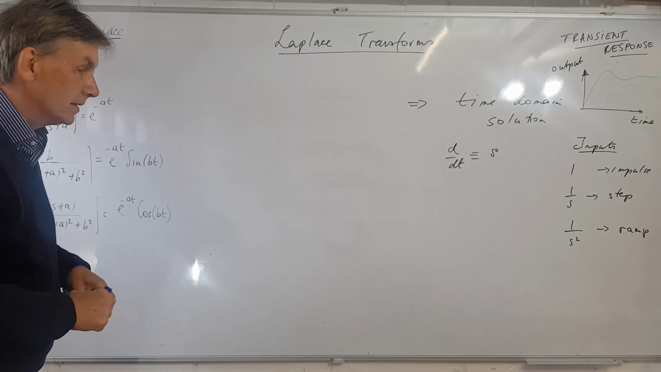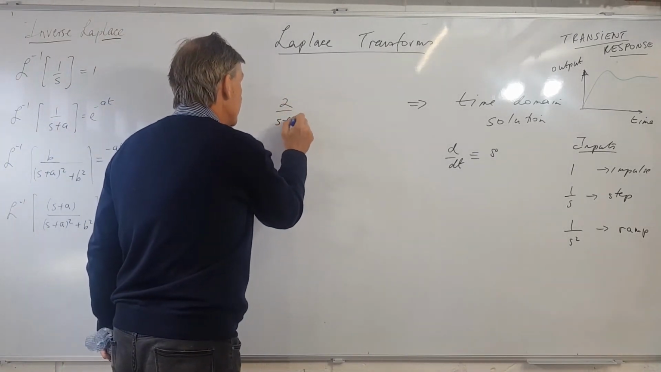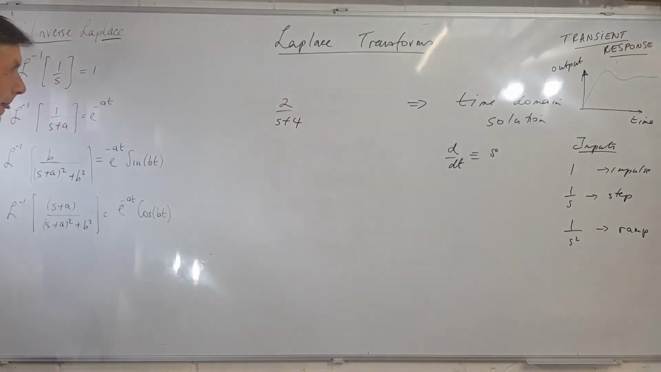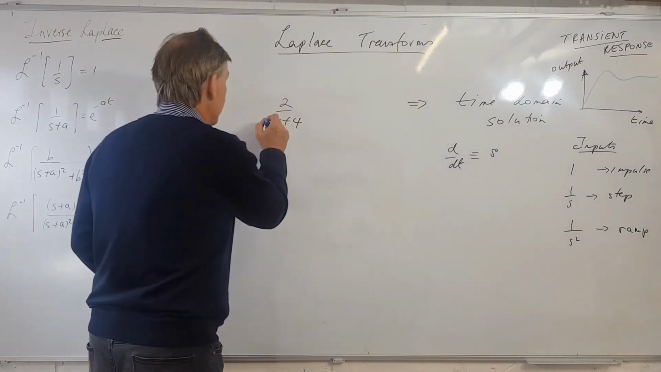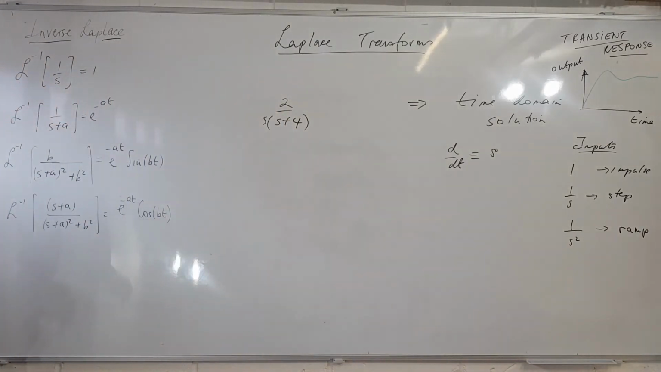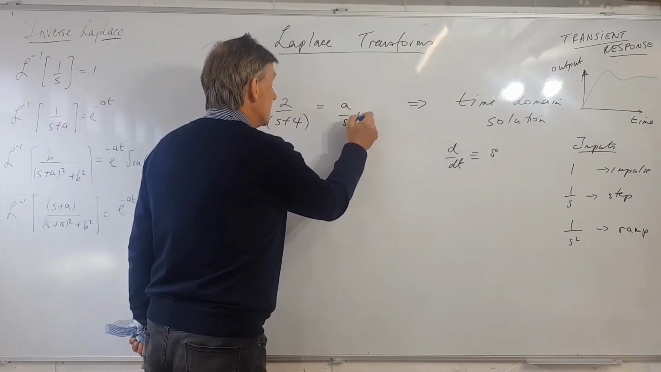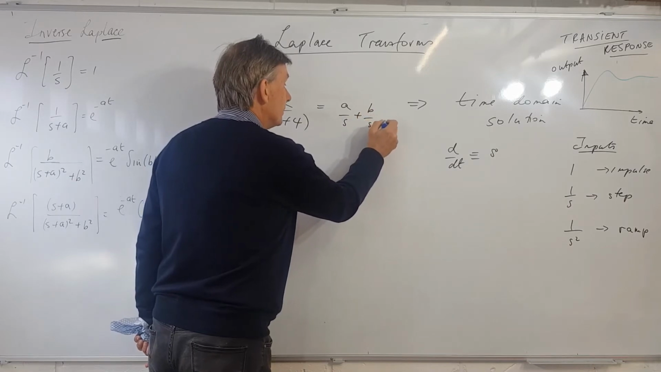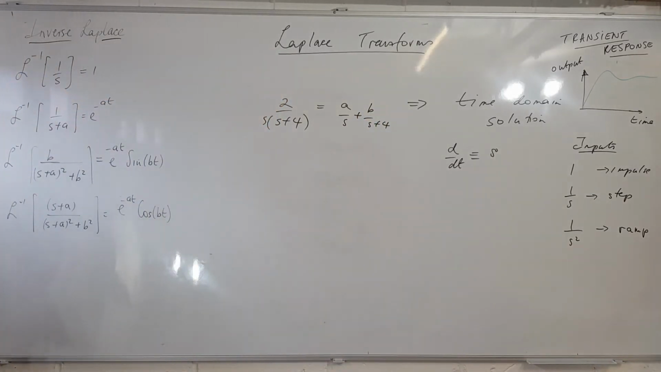Anyway, here we go. So, we've got 2 over s plus 4 is our transfer function. And we've got a step, which is 1 over s. So we'll multiply that by the transfer function, it's going to be 2 over s times (s plus 4). So, next stage now is to split this off into partial fractions. We can write this as a over s plus b over s plus 4. And now, the only tricky part now is working out a and b.